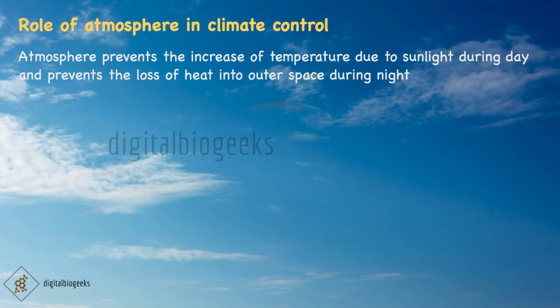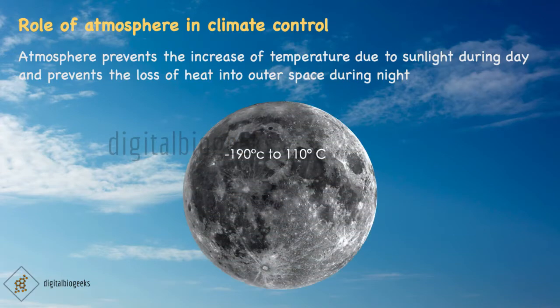Do you know there is a drastic temperature fluctuation on the moon ranging from minus 190 degrees Celsius to 110 degrees Celsius. This drastic change is due to the lack of atmosphere on the moon. As moon lacks atmosphere, there is nothing to prevent the immediate rise and fall in temperature. We should be thankful to our atmosphere.